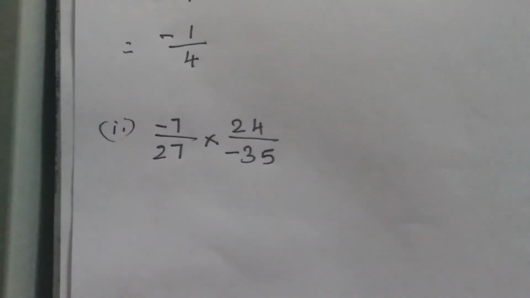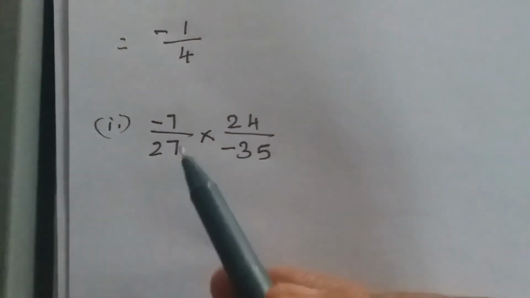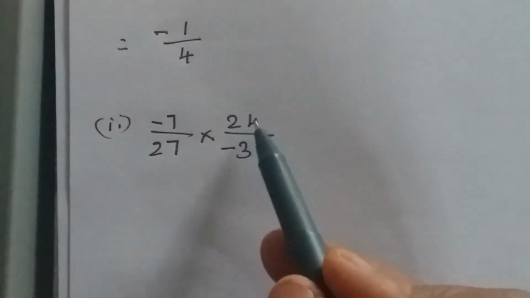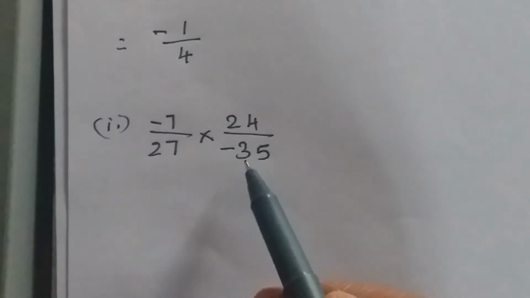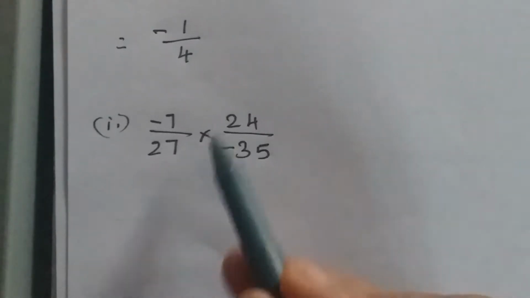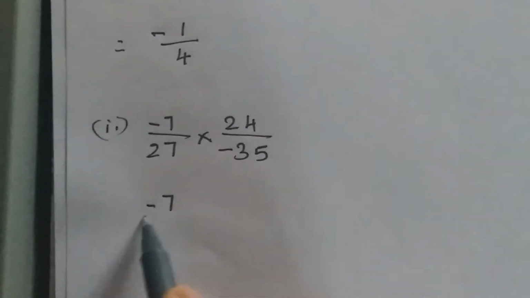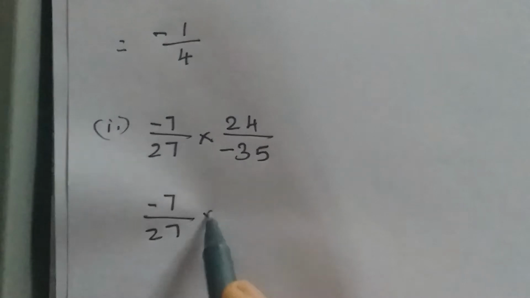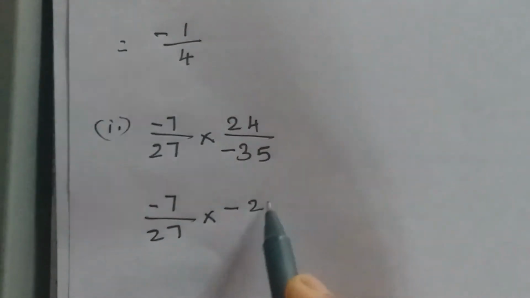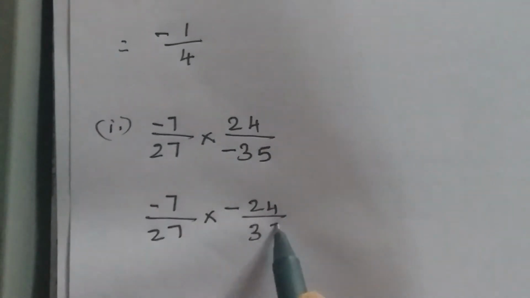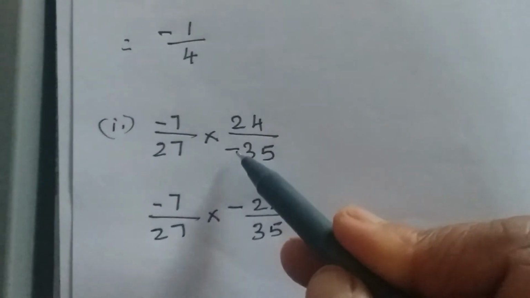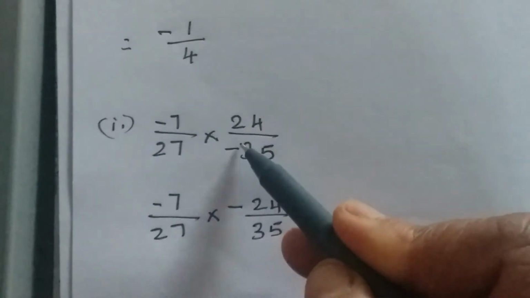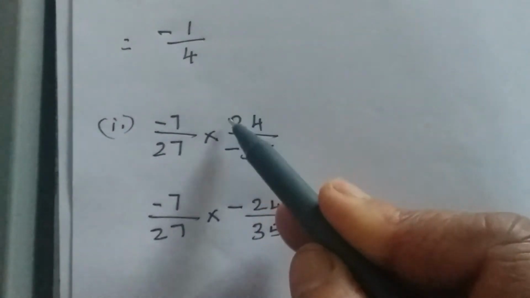Now we shall move on to the second one. Minus 7 by 27 into 24 by minus 35. So there is a negative sign. First take it to the numerator. Minus 7 by 27 into minus 24 by 35. We are not writing the reciprocal. Only thing is just we are shifting. We are moving the sign from denominator to numerator.